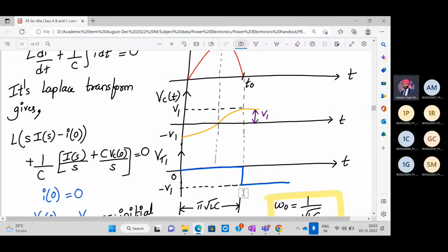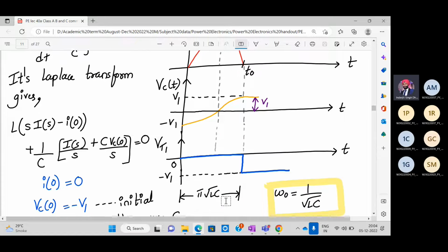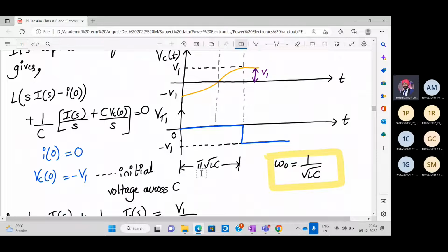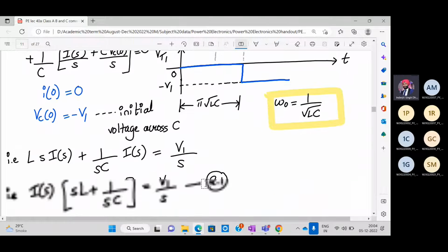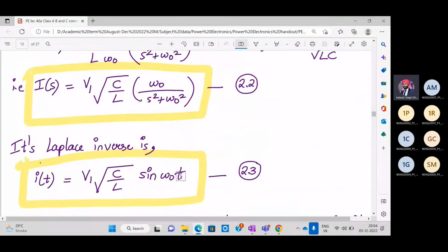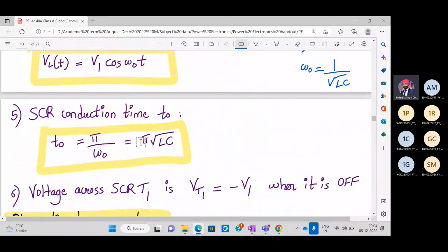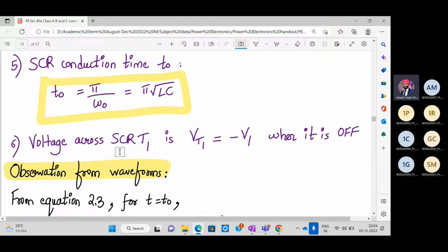And what is this period of conduction? Pi square root of LC. That's the time during which the SCR remains on. And omega naught is 1 upon square root of LC. That is very clear. So you should only remember the formulas which are given inside the yellow color boxes. So conduction time is pi square root of LC. This is helpful in solving the numericals. And the voltage across the SCR is minus V1 when it is off. When it is on, we are assuming it to be almost zero.